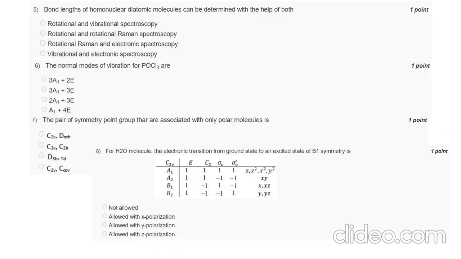Now question number 5: bond lengths of homonuclear diatomic molecules can be determined with the help of both. Obviously, this question tells us it is a homonuclear diatomic molecule. So rotational spectroscopy won't help, right? Because then your permanent dipole moment is 0. So for homonuclear diatomic molecules, you need rotational Raman spectroscopy and electronic spectroscopy.